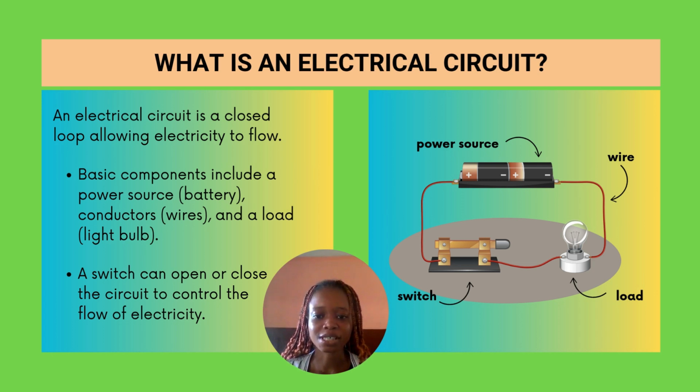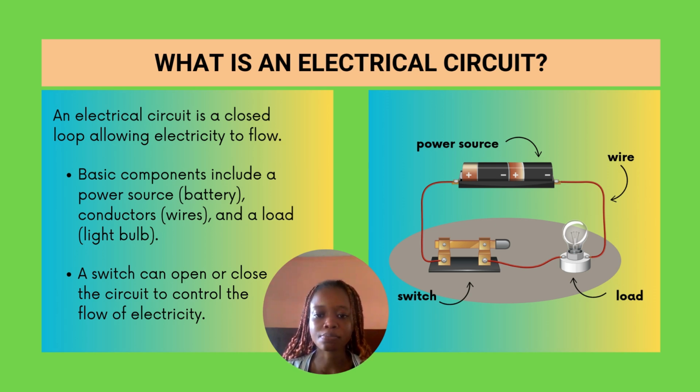So first of all, we're going to be starting with a simple definition. What is an electric circuit? Now, an electric circuit is a closed loop that allows electricity to flow. When we talk about circuit, we're just talking about a pathway through which electricity flows.